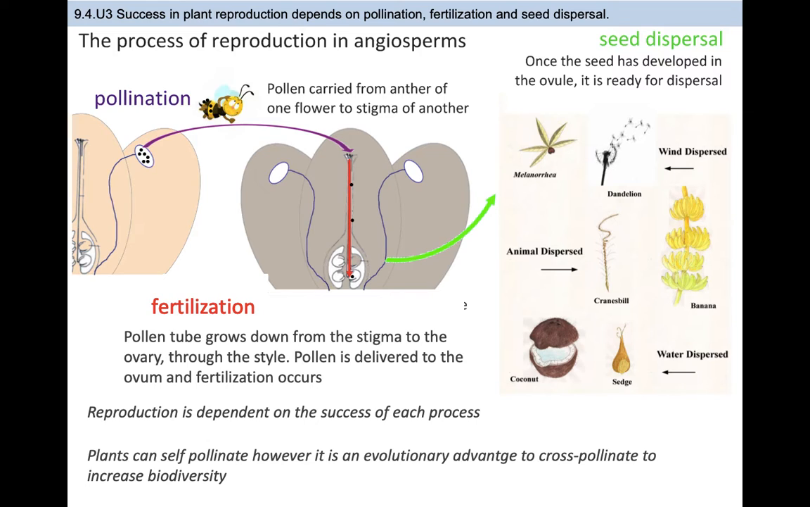So for these angiosperms to reproduce, you have to have this sequence of events. We need pollination, which is the process of moving pollen from one organism to another. So is it possible to pollinate itself? Yes, we call that self-pollination.